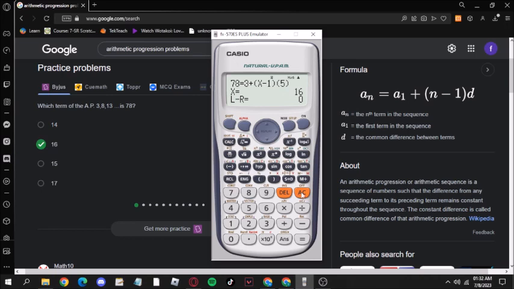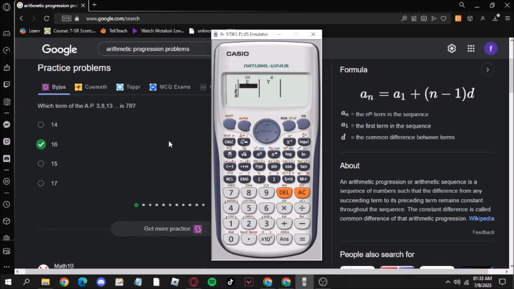Now, we're going to use the other method. So let's just clear and then shift, clear, and 3 all equals, and then AC. Now we're going to use another method, which is the STAT method. So we go to mode, then 3, and then we look for 2, which is a plus b plus x. That means it's a linear regression, because arithmetic progression is a linear regression problem.